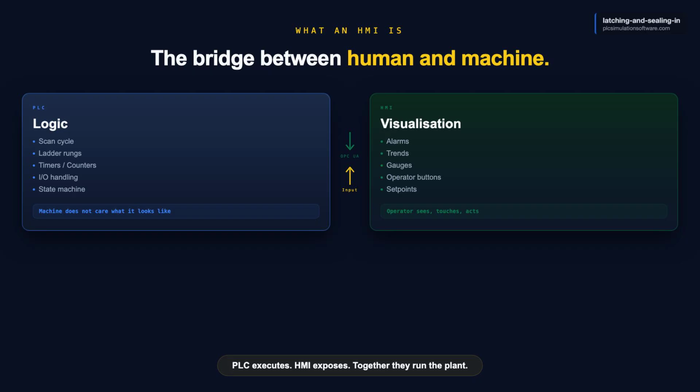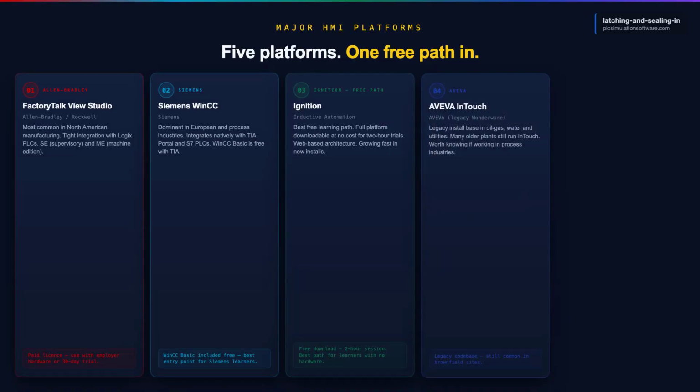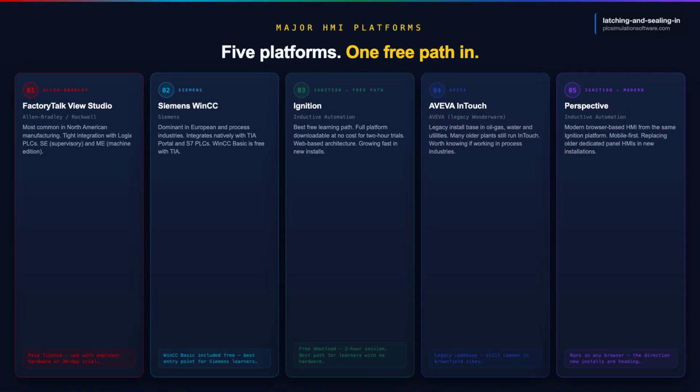The major HMI platforms in 2026. FactoryTalk View Studio for Allen-Bradley shops. Siemens WinCC for Siemens shops. Ignition by Inductive Automation is the most popular vendor-neutral option. The trial is unlimited and the documentation is genuinely good. AVEVA InTouch, formerly Wonderware, dominates the legacy installed base.